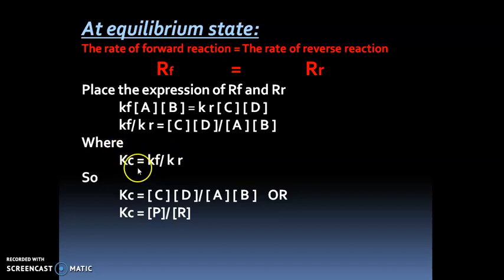Whenever this Kc is placed in the place of Kf over Kr, our expression is Kc equals the concentration of products over reactants, or we can write this expression like that: Kc equals products over reactants. Or we can say Kc, the equilibrium constant, is the ratio of the active masses of products and reactants.